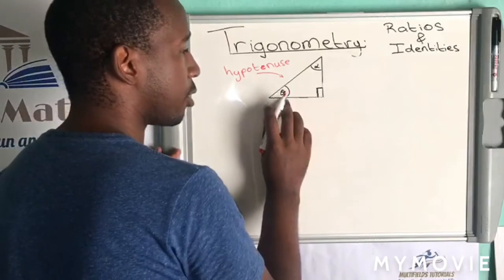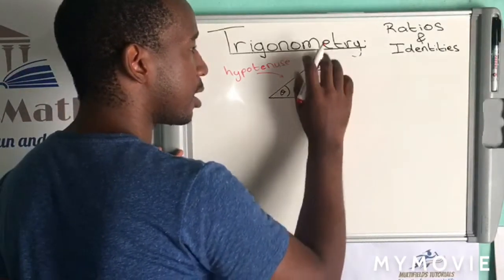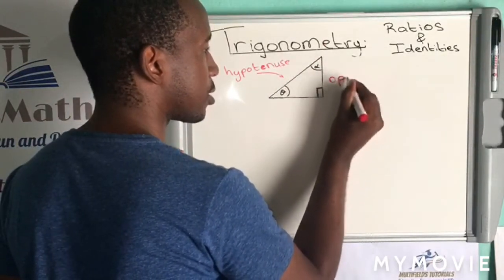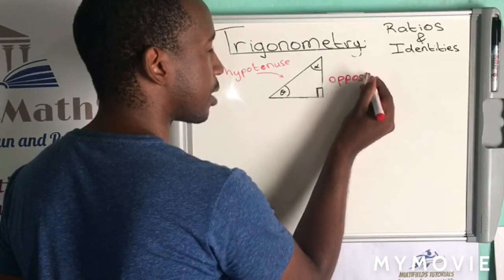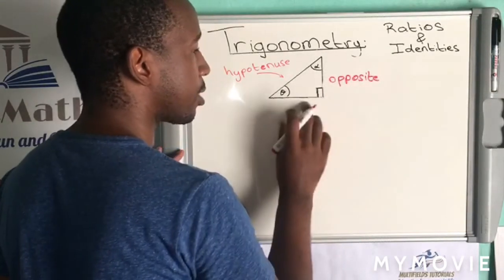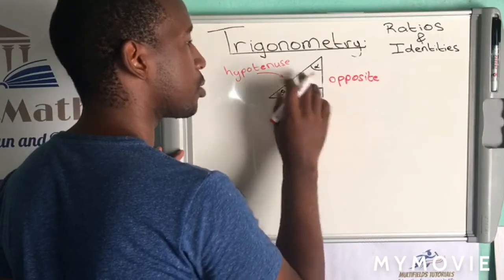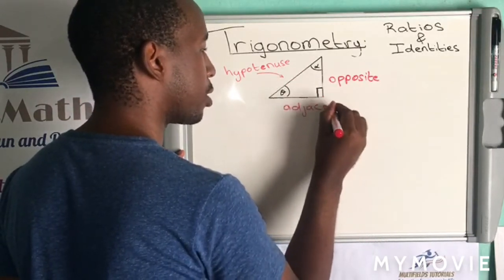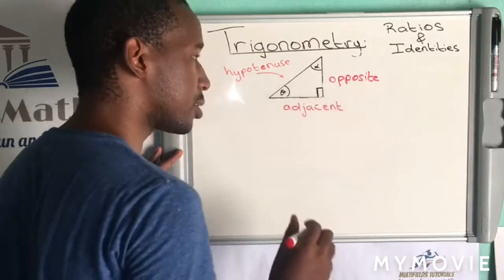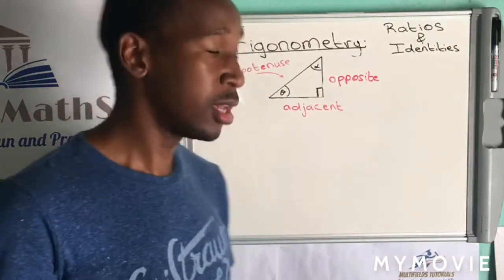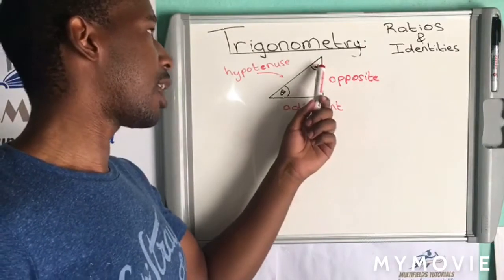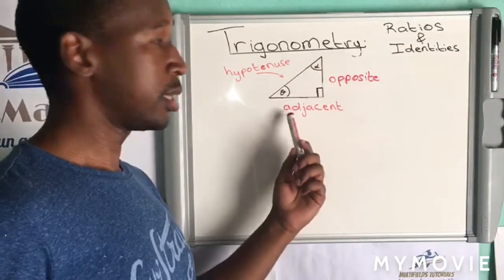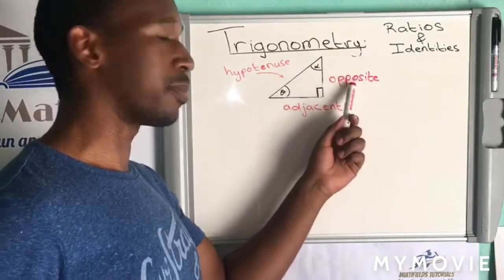Now, given angle theta over here, this side here is called the opposite side. So it's the opposite side to angle theta. And the third side over here, which is not the opposite nor the hypotenuse, is called the adjacent side. We are going to use these sides to define the trigonometric ratios. So for example, if you were to use alpha, this would be the opposite. But since I'm using theta, this is my opposite.